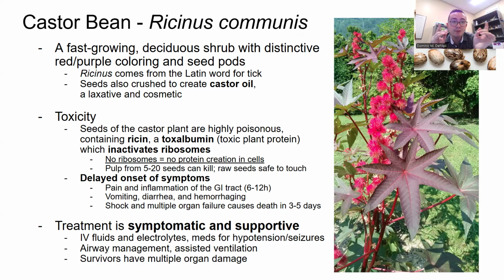The problem with ricin poisoning, which makes it different from a lot of these other ones where you find the symptoms immediately, you immediately know something is wrong. Oftentimes, you're not going to feel that your ribosomes have been inactivated. You can't feel that as a physical symptom. So what happens at first is just pain and inflammation of the GI tract, which is about 6 to 12 hours after ingestion. That proceeds to vomiting, diarrhea, and hemorrhaging, internal bleeding. And ultimately, shock and multiple organ failure follow, causing death in about 3 to 5 days without treatment.